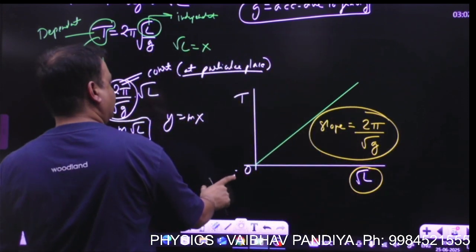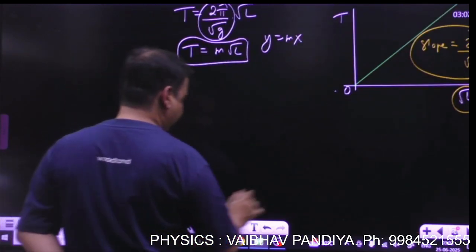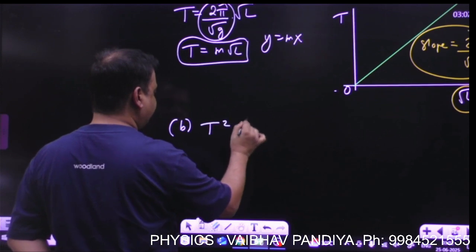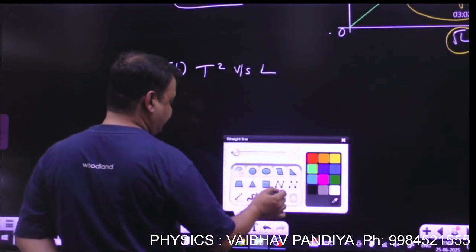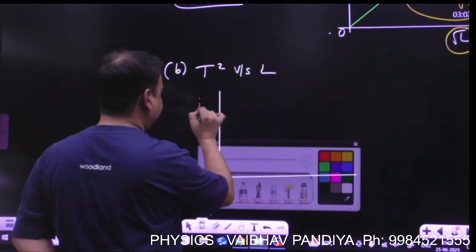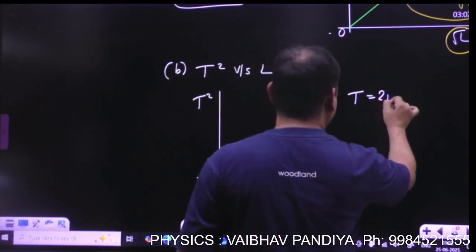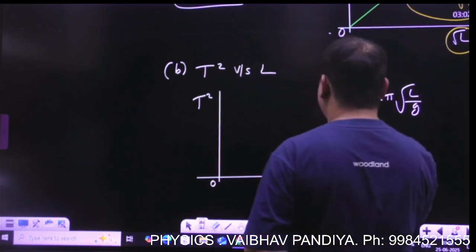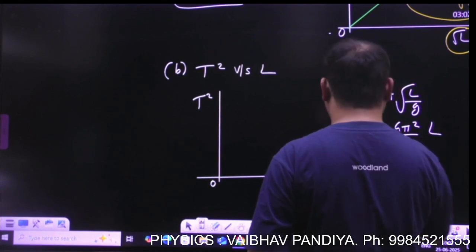Okay. Second part, we have to plot the graph of T square versus L. Now we are no longer plotting T but T square versus L. So on the vertical axis, instead of T, we'll take T square and here we'll take L. And the formula is T equals 2 pi root L by G. So I have to square it because I want T square on one side and L on the other. So I'll get T square equals 4 pi square by G into L.